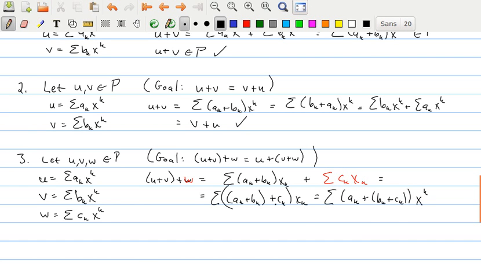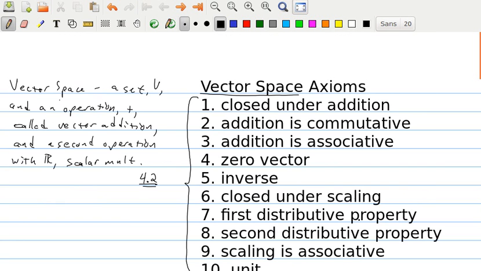So what we've done here is we've decided instead of adding a and b first, we'll add b and c first. And this sum, as we did before, we can break apart as the sum of ak x to the k and the sum of bk plus ck x to the k. And this is just the same thing as u plus, this last part right here is the definition of, v plus w. So we've shown that we can just shuffle the parentheses around when adding up these polynomials. So our third axiom is satisfied. So we've shown that addition is associative.